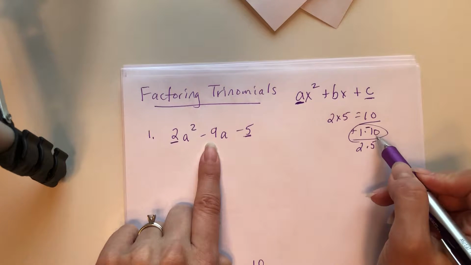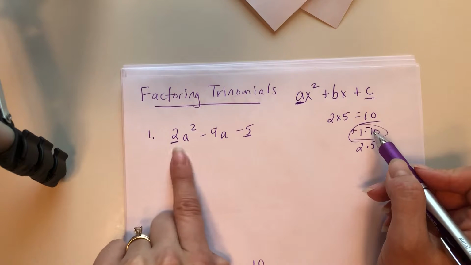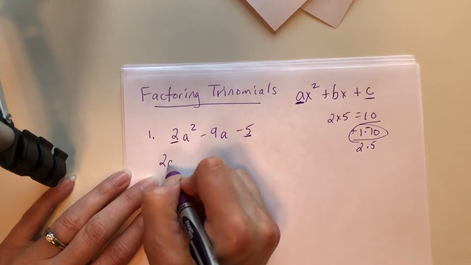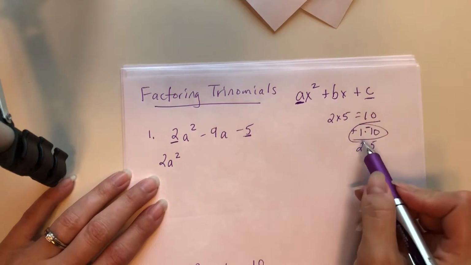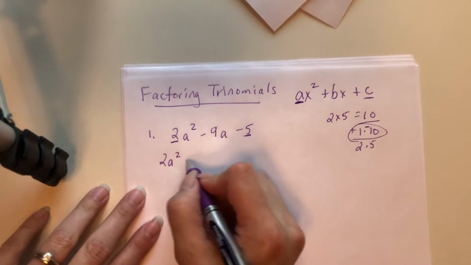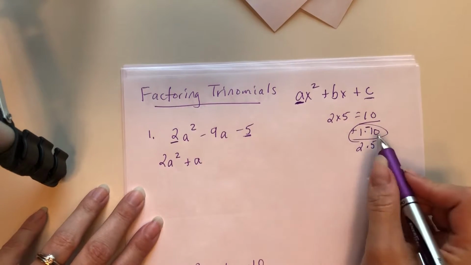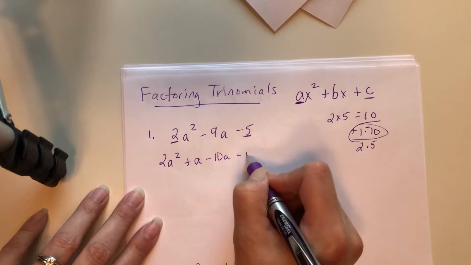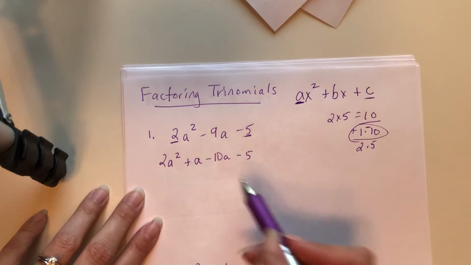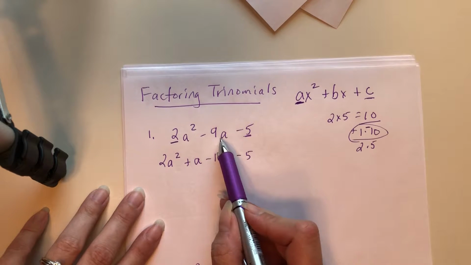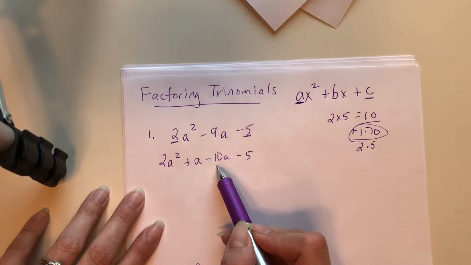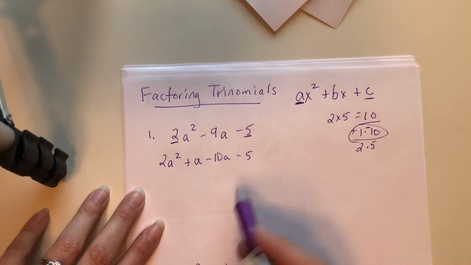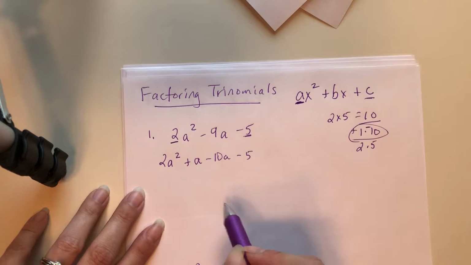So now that I've chosen the numbers and I have the signs, I'm going to rewrite the trinomial with 4 terms. I'm going to say 2a squared, and then positive 1a, and minus 10a, and bring down -5. So all I've done is I rewrote the middle term, -9a, as 1a minus 10a. It's still the same thing. I haven't changed it. I just have 4 terms now. Now that I have 4 terms, I can factor by grouping.